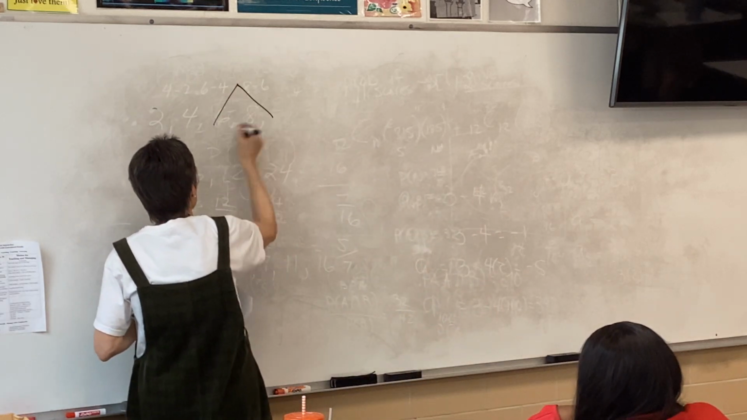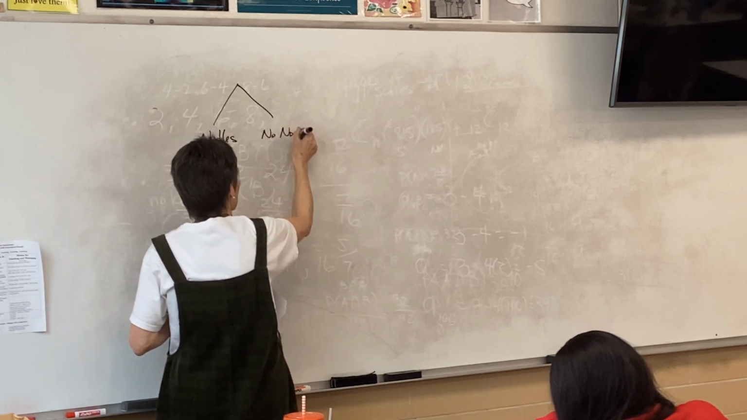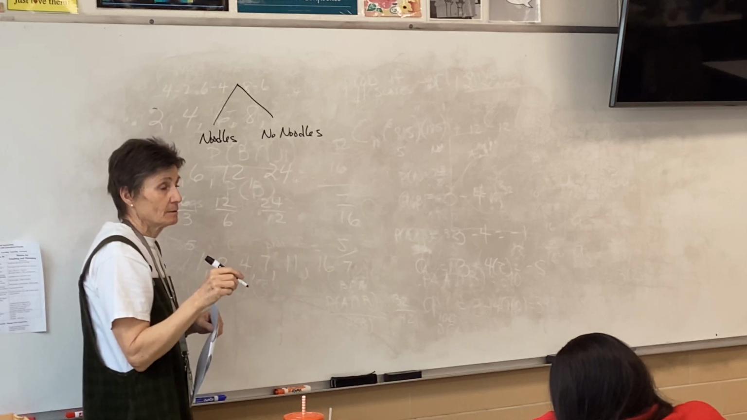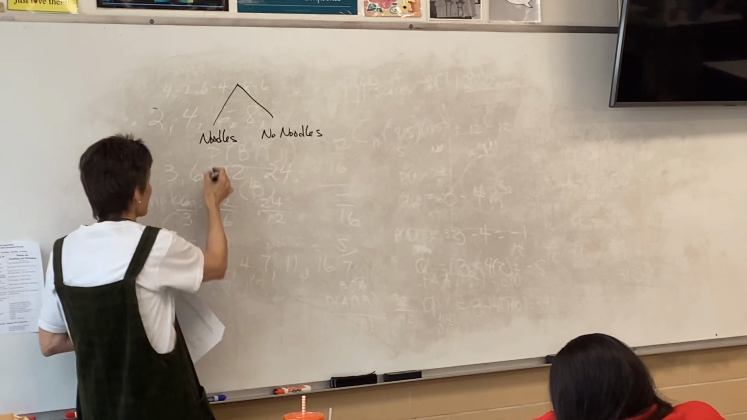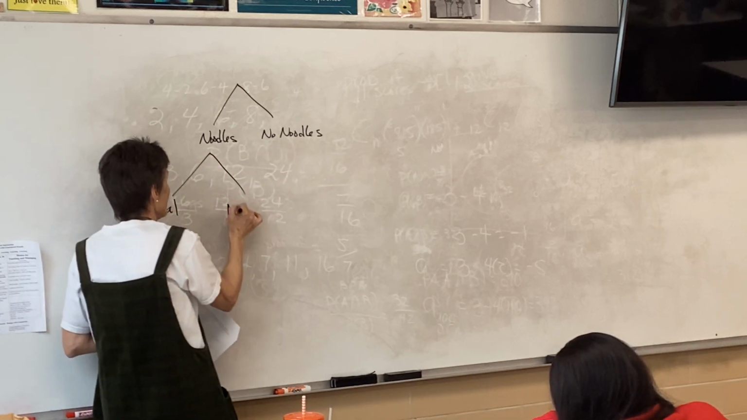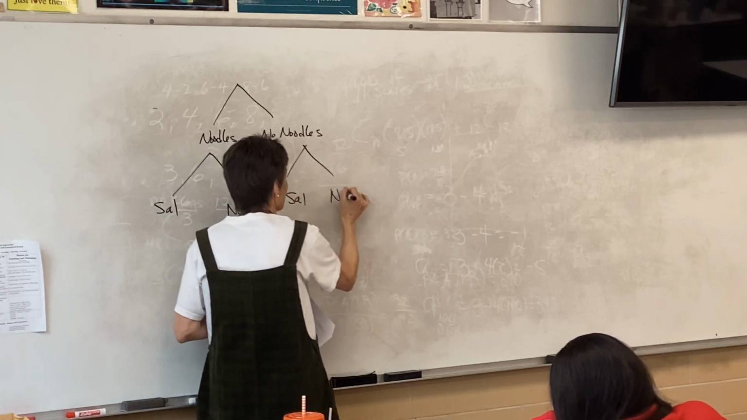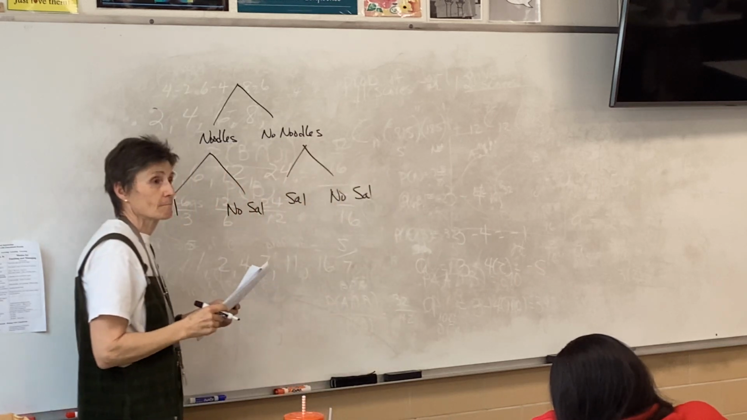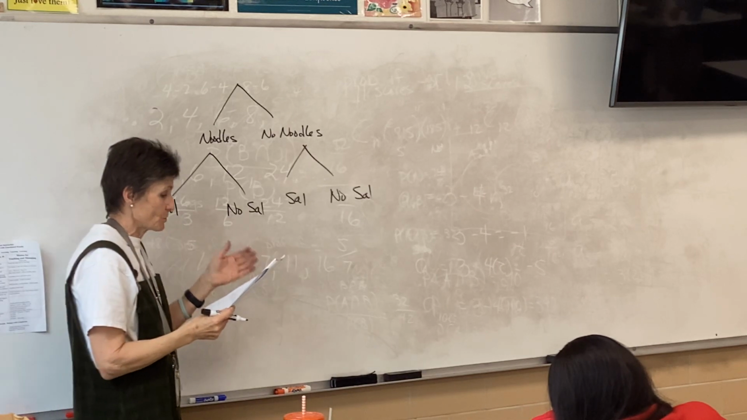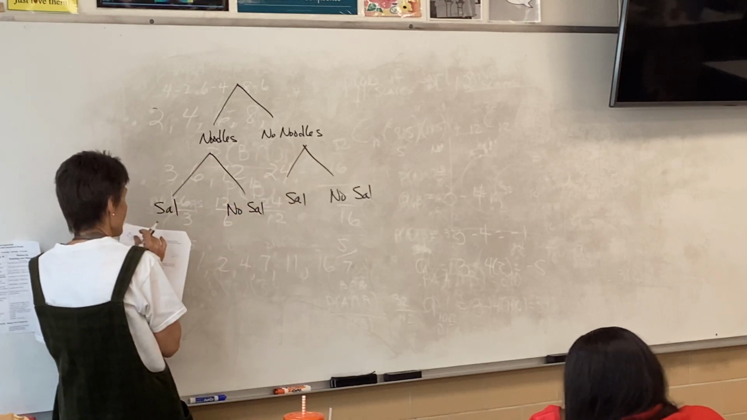So we're going to start with noodles and no noodles. Whatever the final question is, that goes on the bottom. So noodles comes first, then we have salad and no salad, and salad and no salad, okay? Now we're going to start filling in the numbers. So be careful, pay attention to your tree.